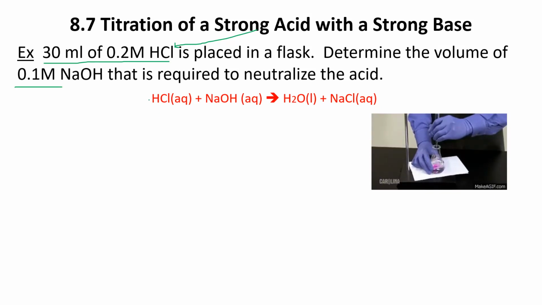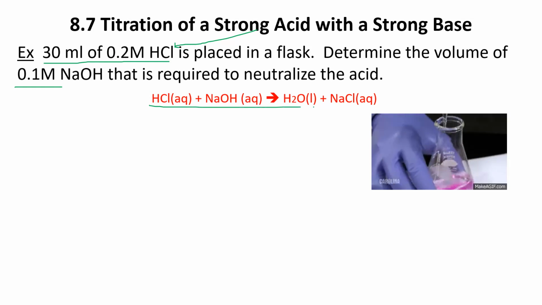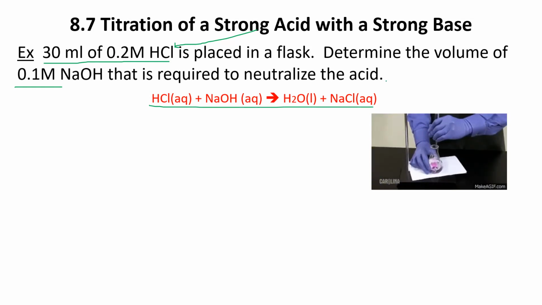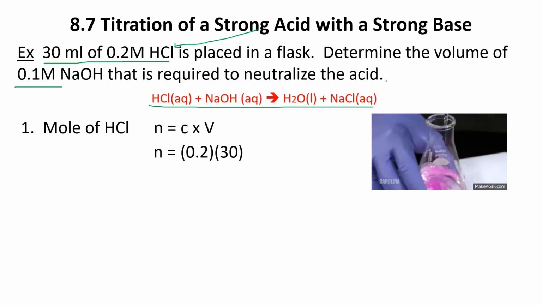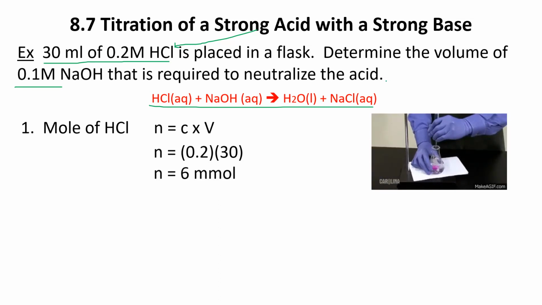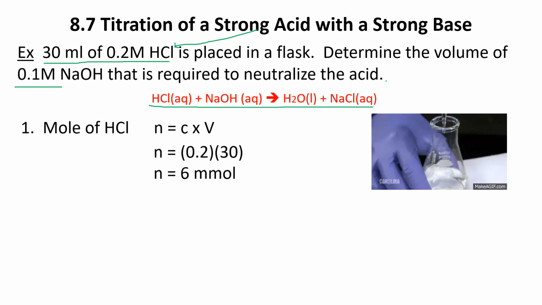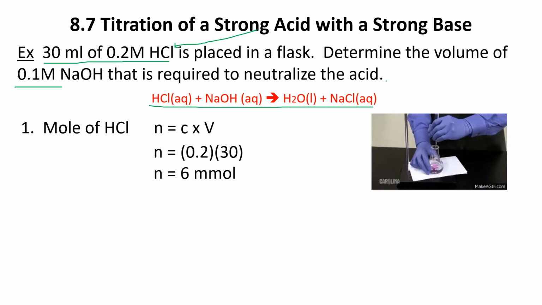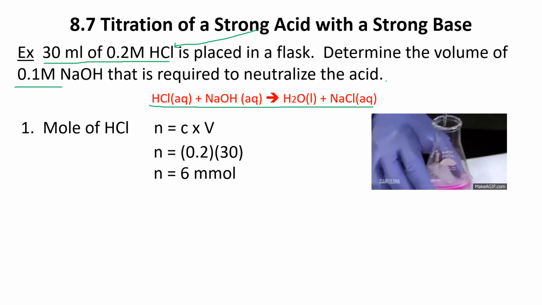So I've got an equation written out here. You'll notice everything is a one-to-one entity. So let's proceed. First step of this question is we find the moles of the HCl because it's already in the flask, and we know the volume and we know the concentration that I underlined above. You take those two values and multiply them together, and you get 6 millimoles. We're going to be working in millimoles here. That'll make our lives a little easier. So 0.2 times 30 mils, 6 millimoles.